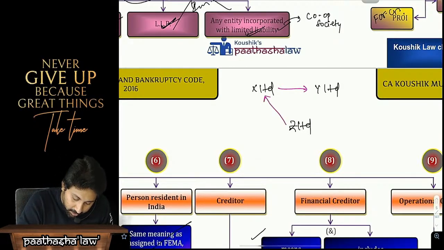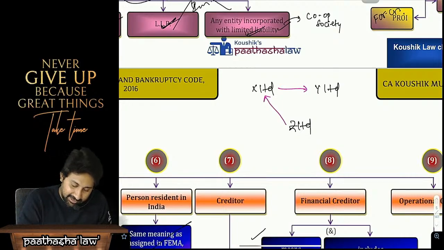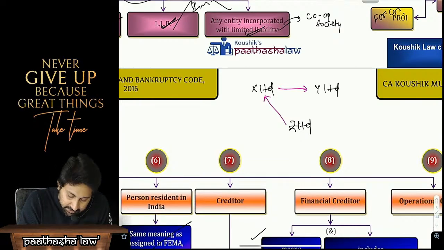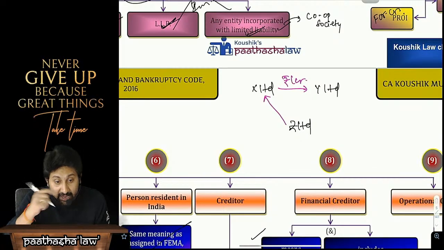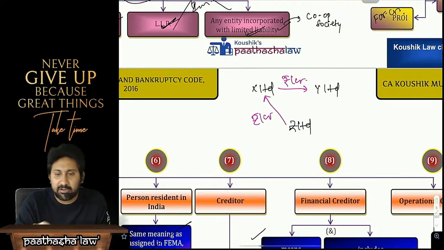X Limited took a loan from Z Limited. Okay, a triangle love story: X to Y, Z to X. This is the transaction happening. Now listen carefully. X gave 1 crore rupees to Y. Z gave, for simplicity's sake, 1 crore to X. Now really try to understand the transaction.